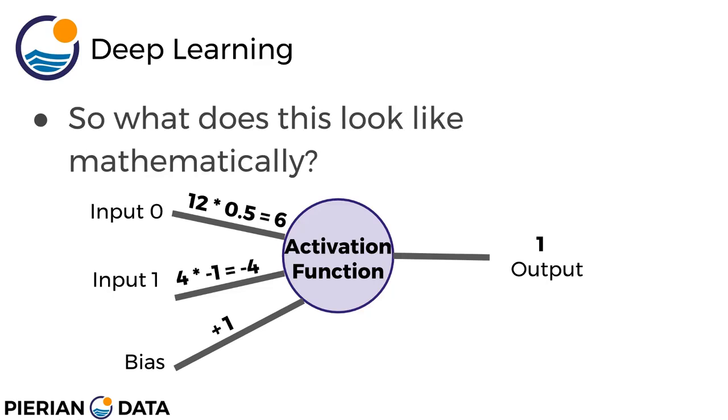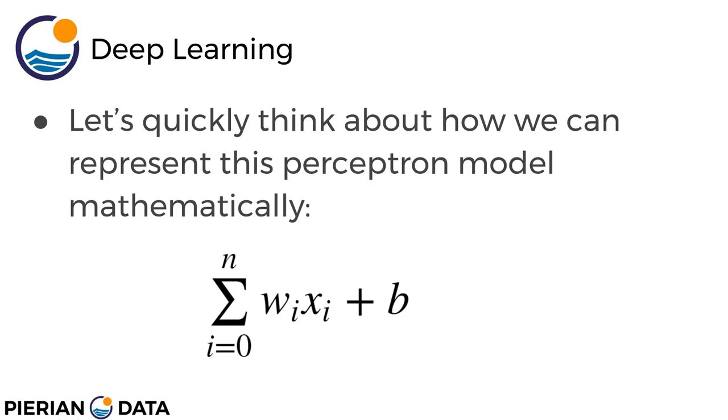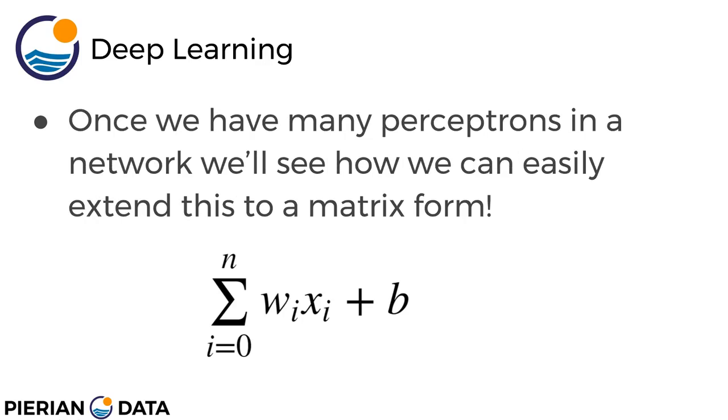So what does this actually look like mathematically? Now let's quickly think about how we can represent this perceptron model mathematically, and it's actually quite simple. Basically, we just say the following. From i equals 0 to n, where n is the number of inputs, we take w of i, that specific weight for that input, multiplied by x of i, which is the input itself, plus the bias term, and that's essentially it. Once we have many perceptrons in a network, we'll see how we can easily extend this to matrix form.